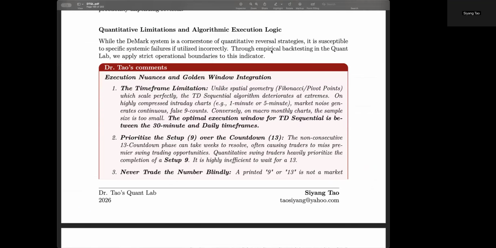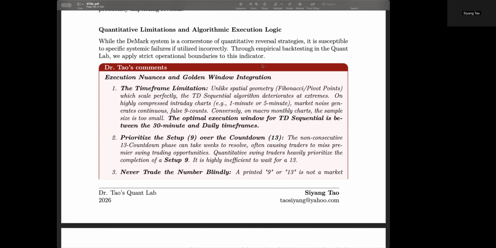Okay, so let's get back to the lecture again. But here is the most critical lesson of this lecture, our golden window execution rule. Notice what happens right after the 13 or 14 prints. A clear, strong bullish reversal candlestick forms. This is your entry signal. One of the biggest mistakes retail traders make is buying the exact second a 9 or 13 prints.